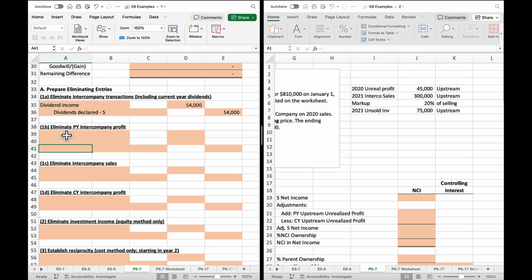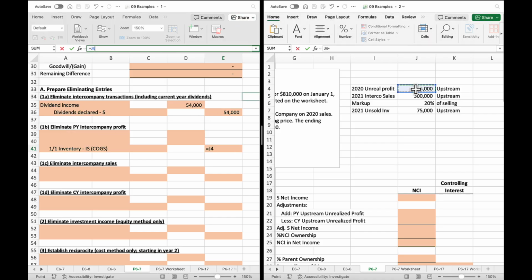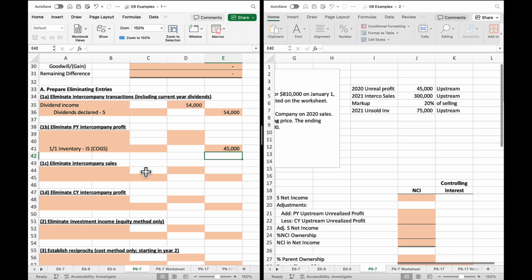So what we're going to do is we are going to credit 1/1 inventory on the income statement. And that's part of our calculation of cost of goods sold, because remember, our income statement is calculating cost of goods sold through the periodic method. And so our prior year unrealized profit is this $45,000 that they gave us. And so that's the amount that we need to write down inventory.